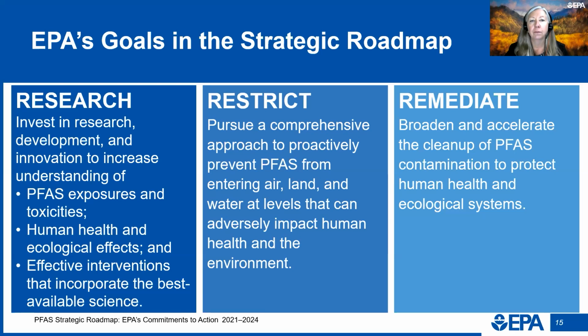First, research. EPA is investing in research, development, and innovation to increase understanding of PFAS exposures and toxicities, human health and ecological effects, and actions we can take that incorporate the best available science. Second, restrict. EPA is pursuing a comprehensive approach to prevent PFAS from entering air, land, and water at levels that can adversely impact human health and the environment. And third, remediate. EPA is broadening and accelerating the cleanup of PFAS contamination. Next slide, please.